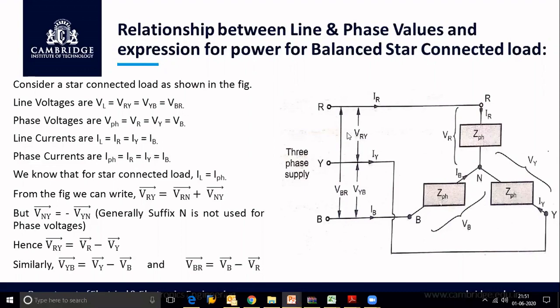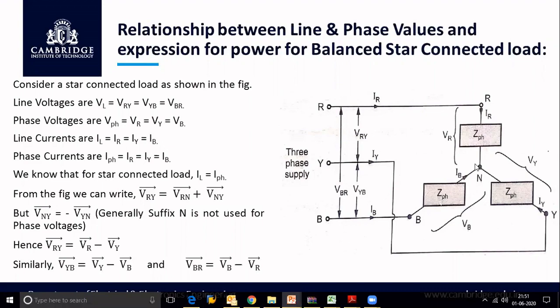As I told you, line voltage is the voltage between the two line terminals. So what are the line voltages in this case? VRY, VYB and VBR are the line voltages, which are generally denoted as V suffix L. And what are the line currents here? IR, IY and IB are the line currents, and they are generally denoted as I suffix L.